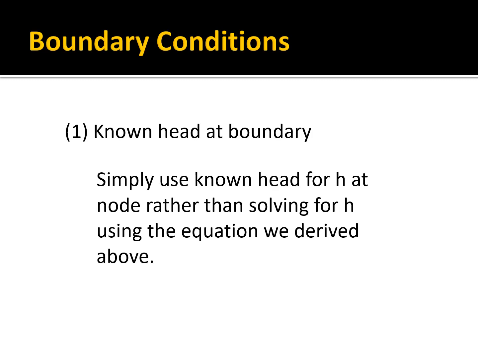If we have known head at a boundary, like if we're on one of the nodes that's on a boundary and it's a fixed head, a constant head boundary, we basically set the head equal to that known head value, and that becomes the equation for that node. There's nothing to solve for, we already know it. And then we use that head when it's referenced by other adjacent nodes where the head is unknown. Okay, so that's the easiest kind of boundary condition.